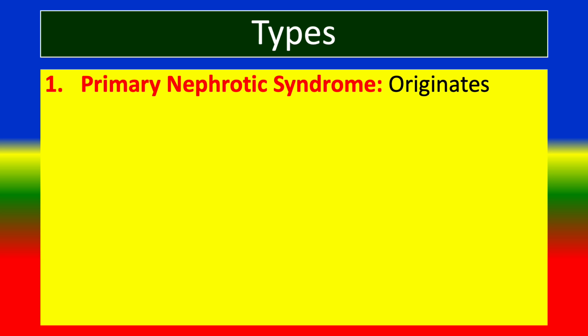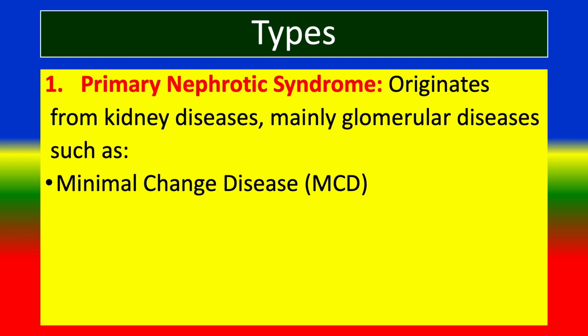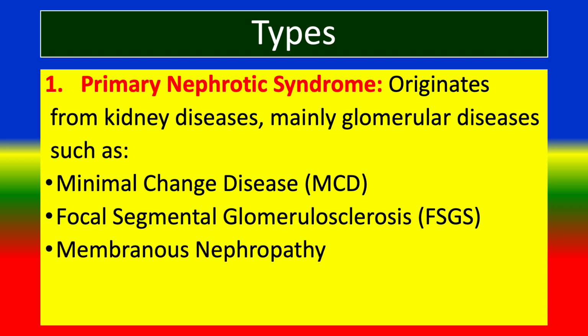Types. 1. Primary nephrotic syndrome originates from kidney disease, mainly glomerular diseases such as minimal change disease, MCD, focal segmental glomerulosclerosis, FSGS, membranous nephropathy.